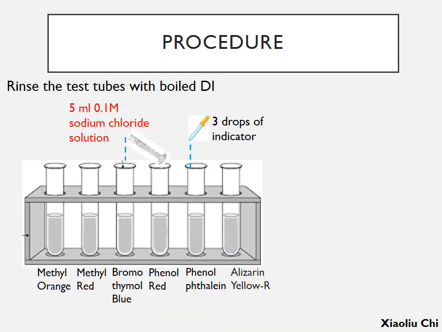After you finish testing the boiled DI water, now you need to test the pH value for sodium chloride solution. But first you need to clean the test tube. So rinse the test tube with boiled DI water. Clean these test tubes, and then label each test tube with the names of the indicators.